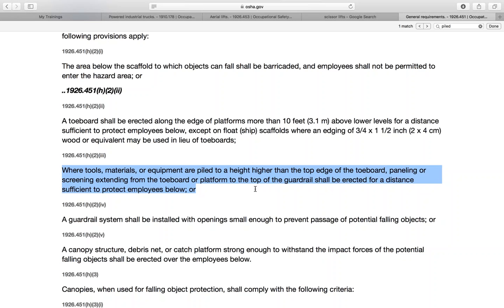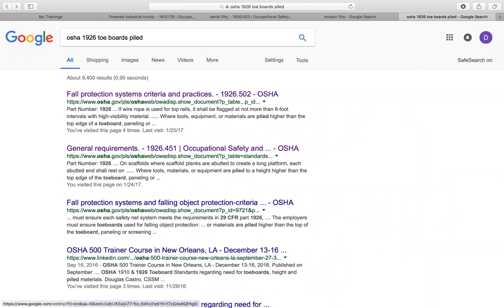So there you go, folks. If we have any type of material piled on that scaffold, we have to either mesh it off or use some type of paneling or something in order to protect employees down below from items falling off of that elevated work surface. Okay, that's 1926. Now I'm going to 1910.